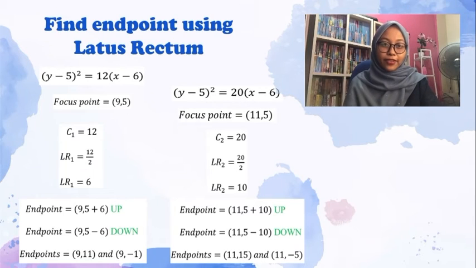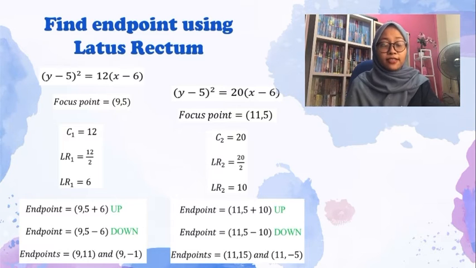Okay. After that, we move to the endpoint of the latus rectum, which is the width of our car headlight. For the first equation, we get the latus rectum is 6 and the second equation is 10.